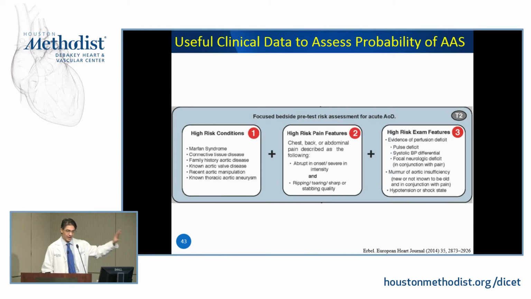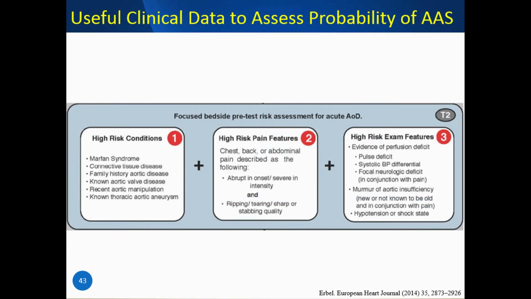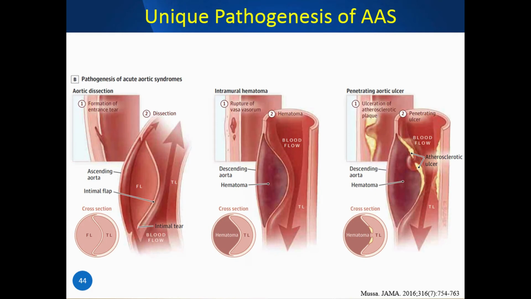it. Think about the high-risk conditions, familial history, Marfan's or bicuspid valves. Do they have high-risk features, which is really just chest pain or back pain that's sharp or tearing? And then do they have high-risk physical features, meaning pulse deficits, new murmurs, and don't forget about hypertension.